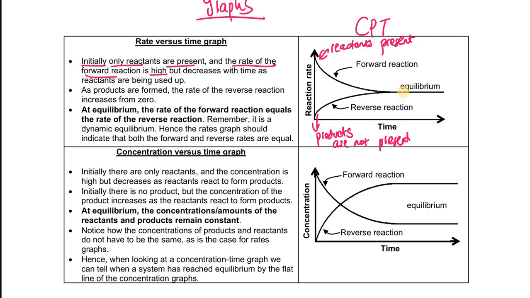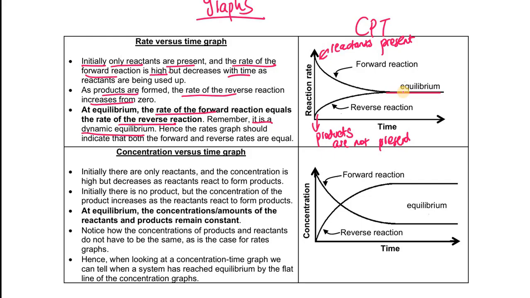So with time, however, as reactants are being used up, you start to see the reverse reaction increasing and the forward reaction decreasing. As the products are formed, the rate of the reverse reaction increases from 0, as you can see here. At equilibrium, the rate of the forward reaction equals the rate of the reverse reaction. It means these reactions are going at the same speed. So remember that it is a dynamic equilibrium.